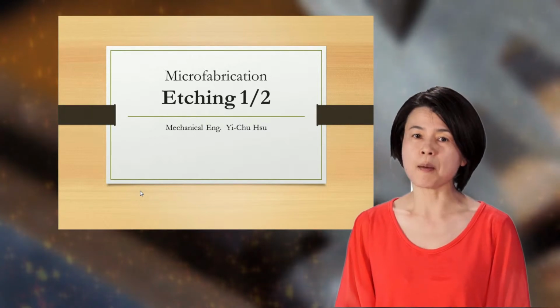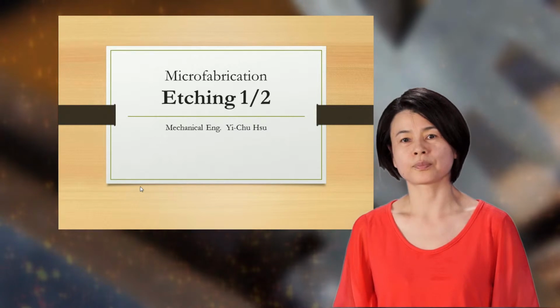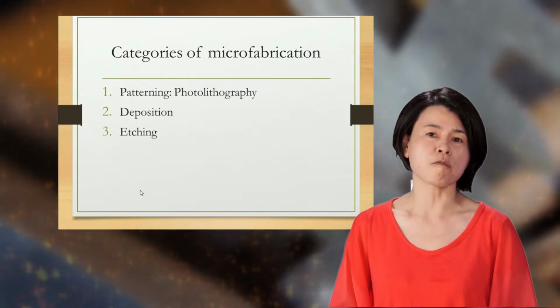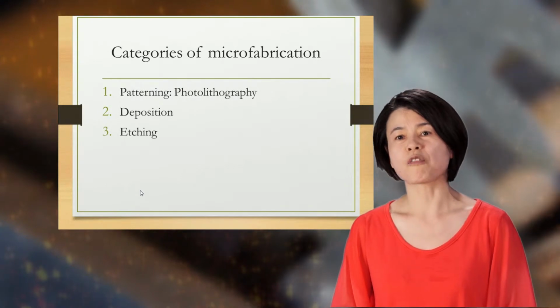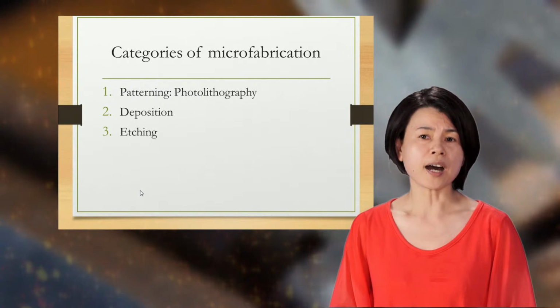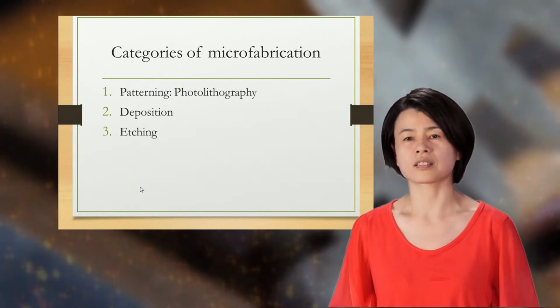I've divided this topic into two parts, and we will cover the first part in this video. These are the three categories of microfabrication. So far, we have covered photolithography and deposition. We will move on to the third topic, etching, and focus on the first part of it.